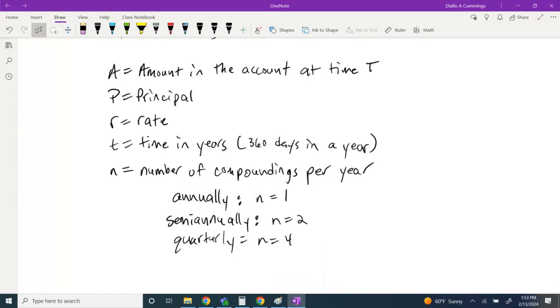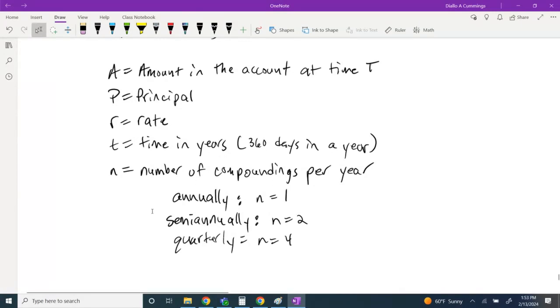Right, so A is the amount in the account at time T, P is the principal, R is the rate, T is the time in years. So for accounting purposes, there are 360 days in a year. N is the number of compoundings annually or per year. So if it says the number of compoundings is annually, N is going to equal 1. Semi-annually, N is equal to 2. And quarterly, N is equal to 4.